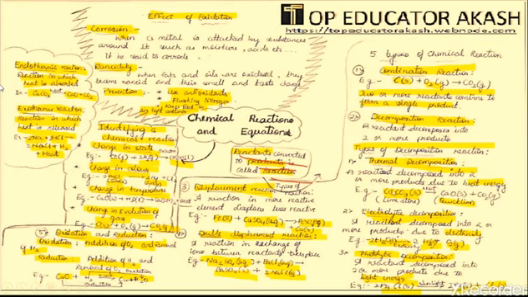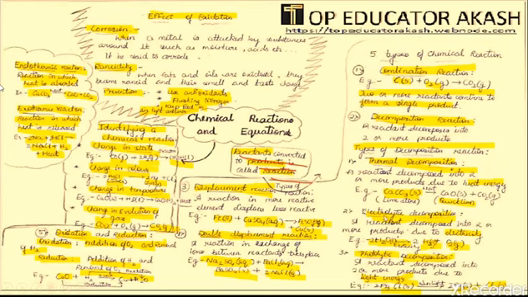Thermal. Example: CaCO3, that is calcium carbonate. When calcium carbonate is heated, then CaO, that is quicklime, is formed. Along with it CO2 is released. CaCO3 also has the name limestone, and CaO has the name quicklime.